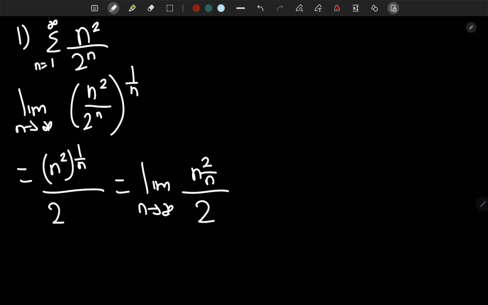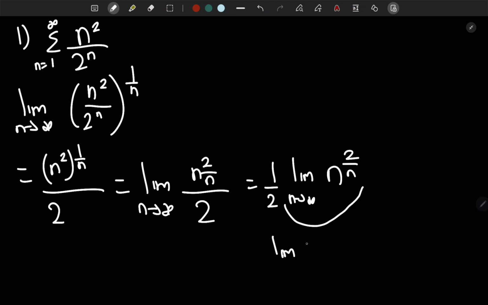But before we introduce ln, I'm just going to take this half outside because it's easier, and it doesn't really make a difference if it's outside or inside. So it's half times the limit as n approaches infinity of n to the power of 2 over n. Okay, let me write it again, n to the power of 2 over n. So now I'm going to replace this part, the limit of n to the power of 2 over n, with the limit of ln of n to the power of 2 over n.